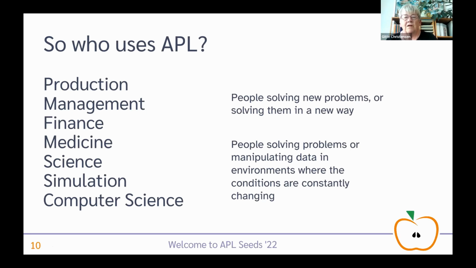So who uses APL? Mostly it's people who have deep knowledge in areas that are not exactly IT. They might be actuaries, or oil engineers, or nurses. They need a tool that allows them to explain the problem and the solution to the computer, without exactly knowing how to tell the computer how to deal with the problem, which is customary in other languages. It's people who solve problems and manipulate data in complex environments or where the conditions are constantly changing. We see a lot of usage in production, management, business intelligence, finance, medicine, science, and computer science, to model stuff and for simulations.